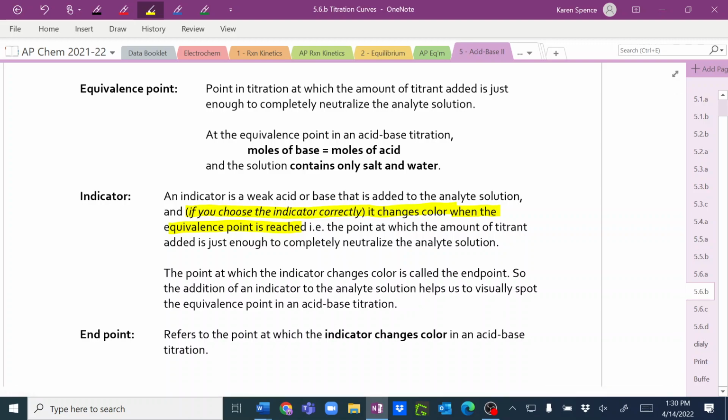So we have an equivalence point, and sadly there's another thing that sounds very much like that. There is an end point. The end point is the point at which the indicator changes color. And what you're looking to do is make the equivalence point and the end point match up with each other. You want them both to happen at the same time, okay?